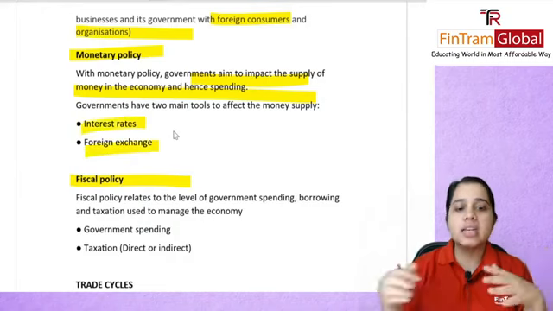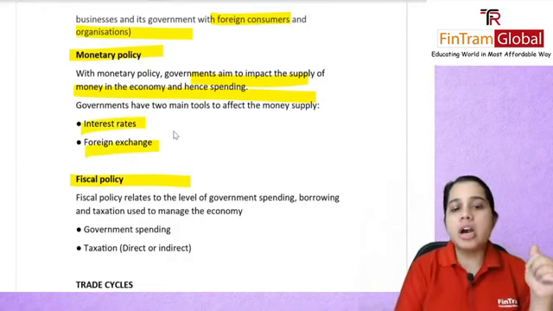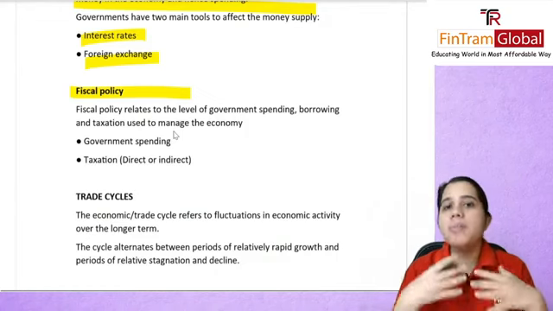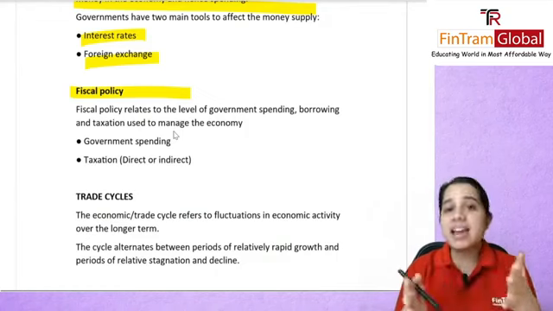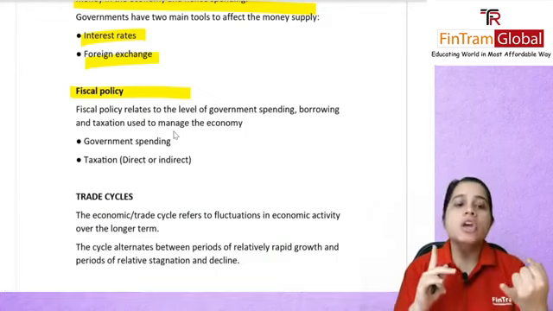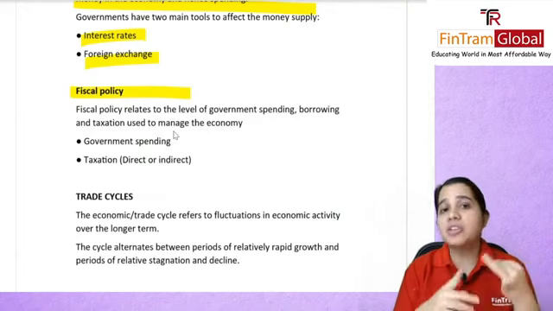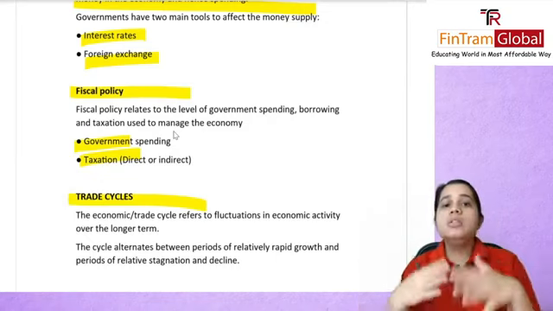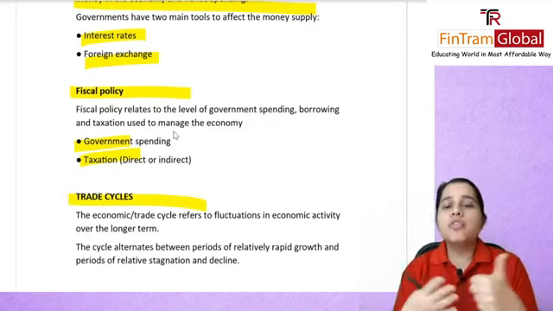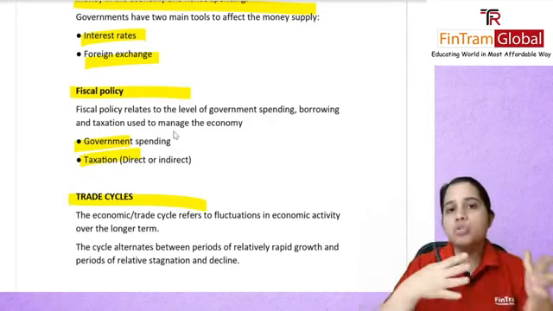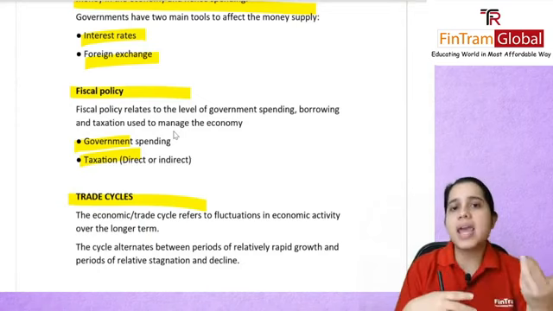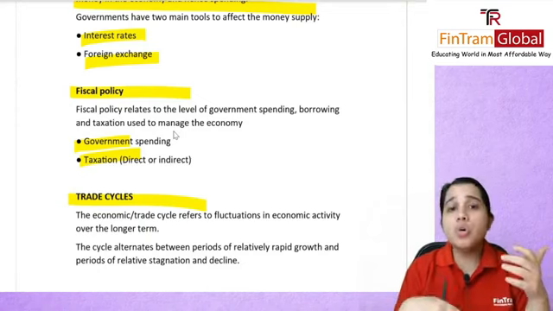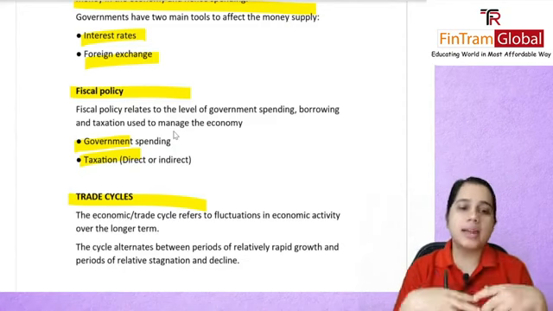And you have your fiscal policy. Here, it relates to the level of government spending, borrowing, and taxation which is used to manage the economy. So you have your government spending and you have tax, your direct taxes or your indirect taxes. This is how the government can manipulate and see how the economy is doing, by using taxation also. You could lower the level of taxes or you could increase them.